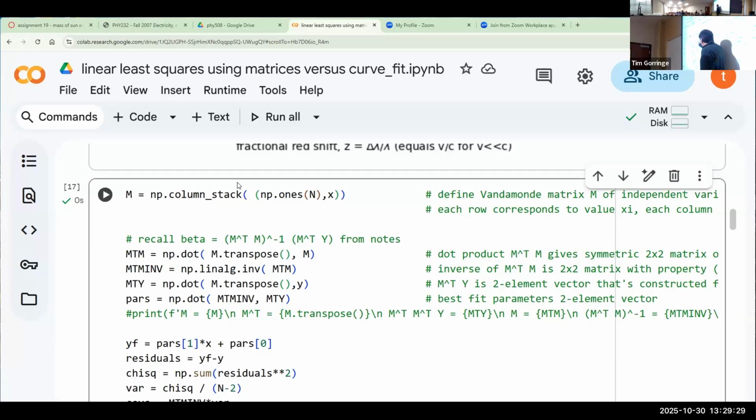This is how we're going to calculate beta. It's the inverse of the product of the transpose of M and M, multiplied by the transpose of M and the column vector y. So this is what we've got to do. We've got to build this up in parts, and that's what I do in these next 4 lines.